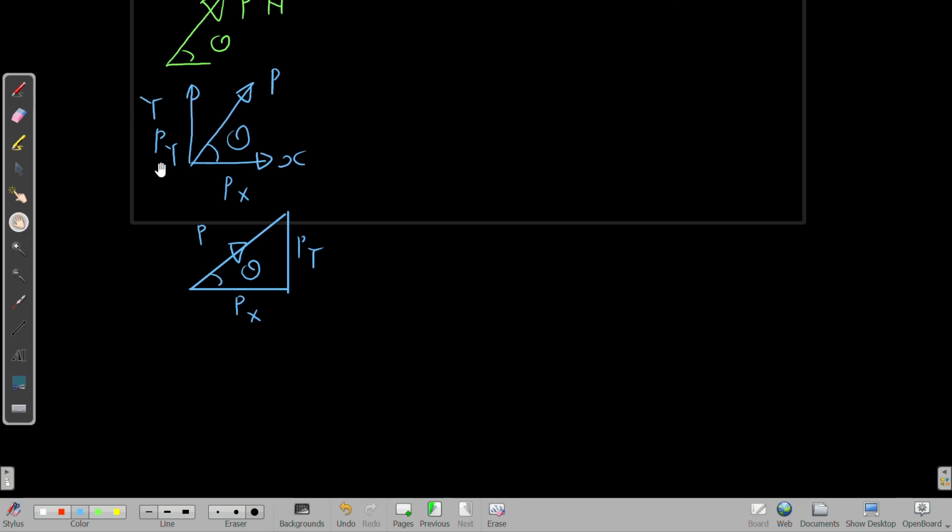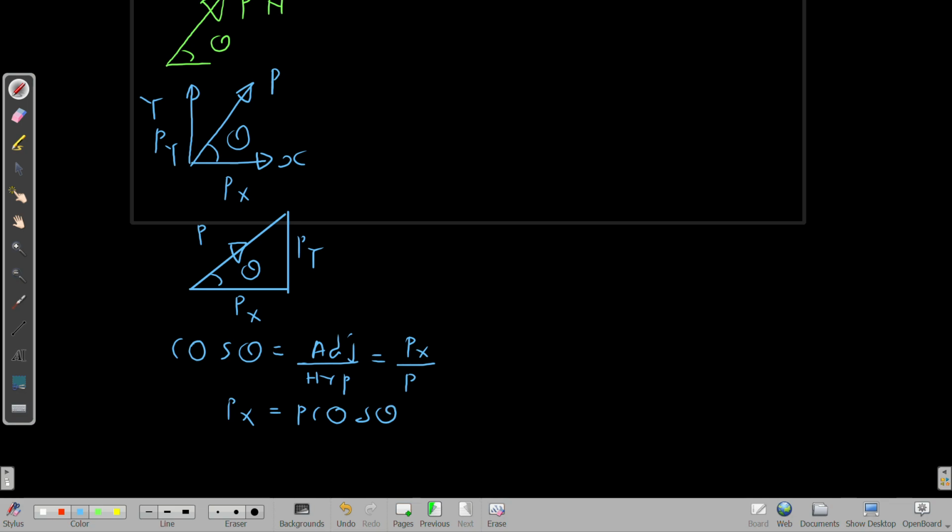Simple trigonometry application. For this, cos theta equals what? Adjacent divided by hypotenuse. What is adjacent? Px. Hypotenuse is P. So we get Px equal to P cos theta. Similarly, sin theta is opposite upon hypotenuse, that is Py upon P. So we get Py equal to P sin theta.